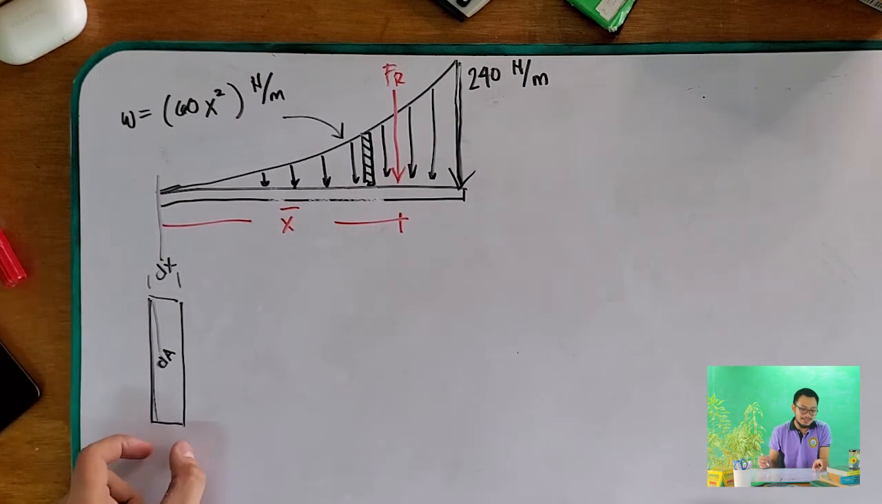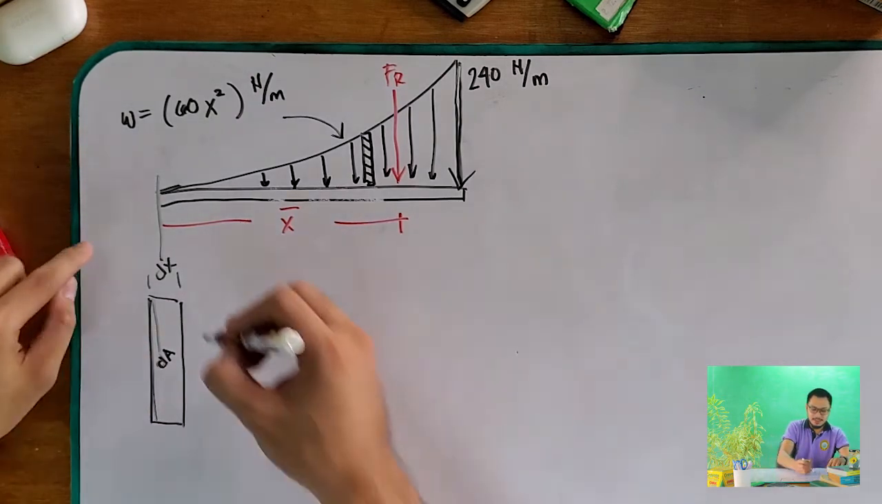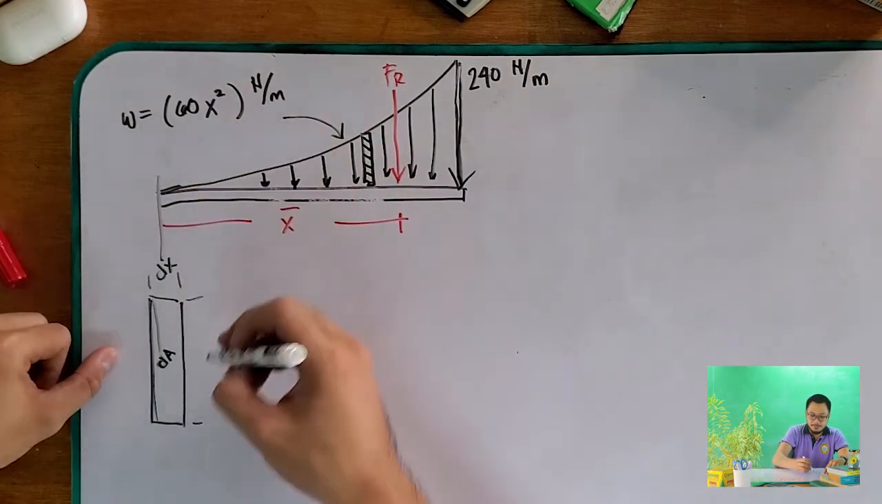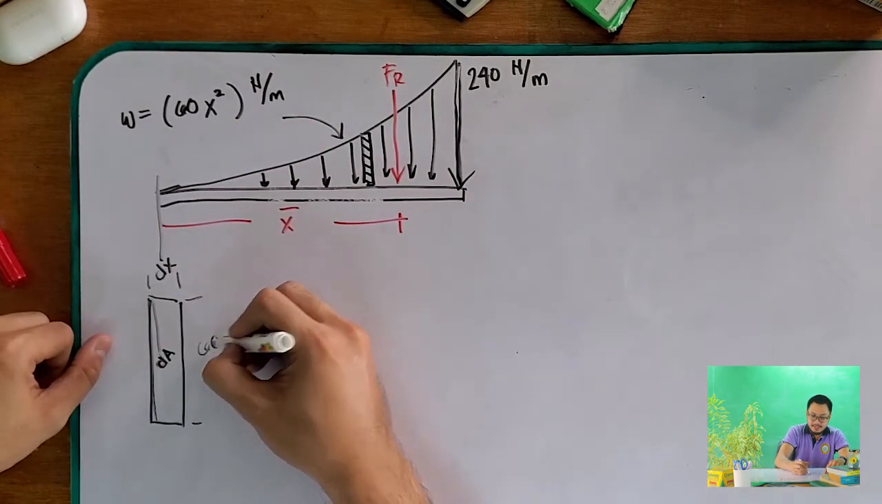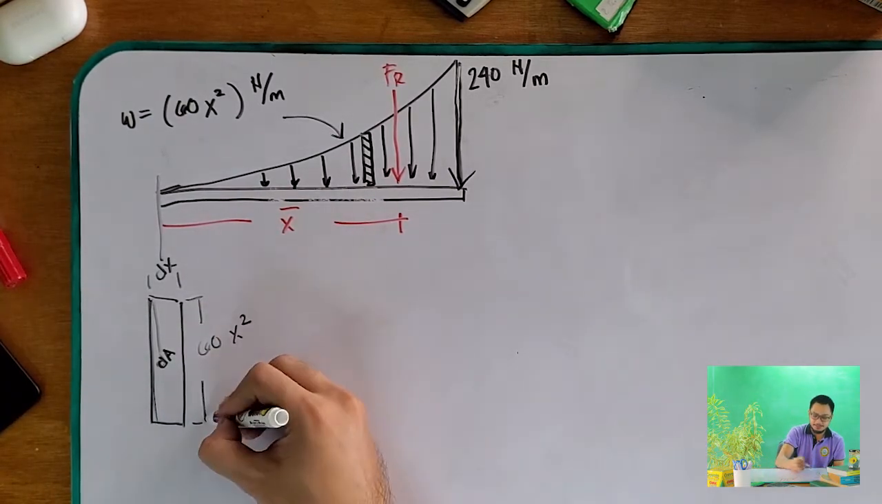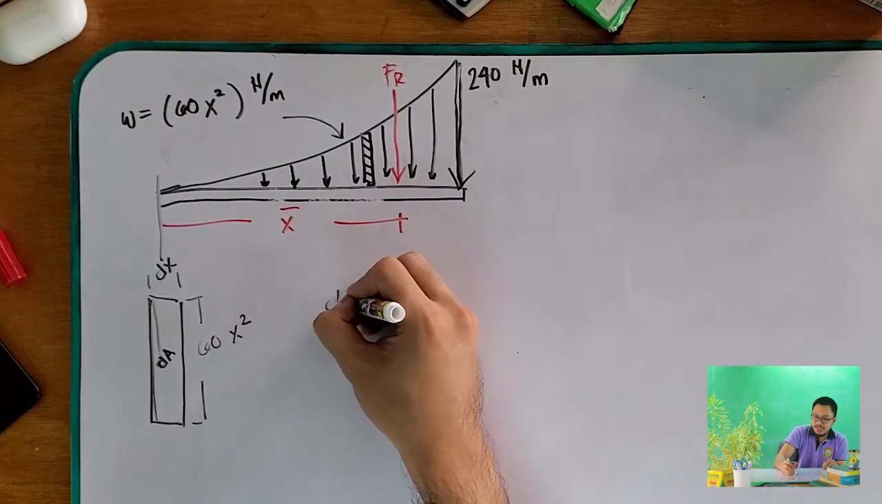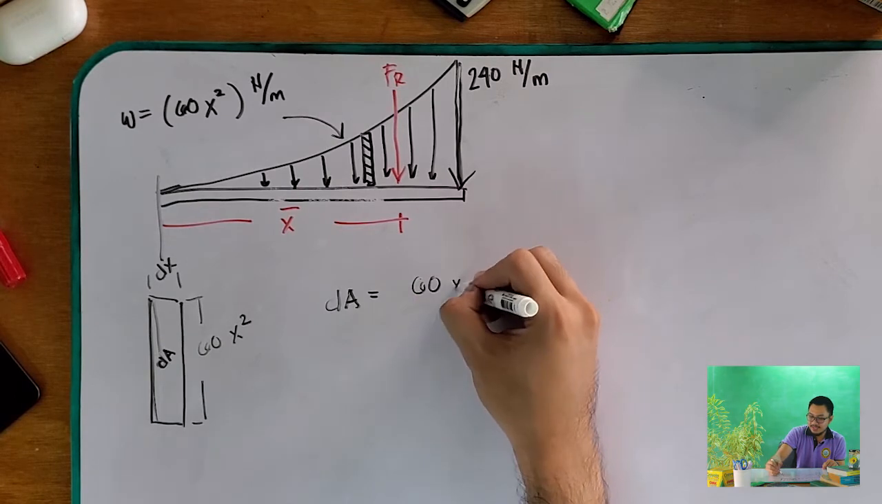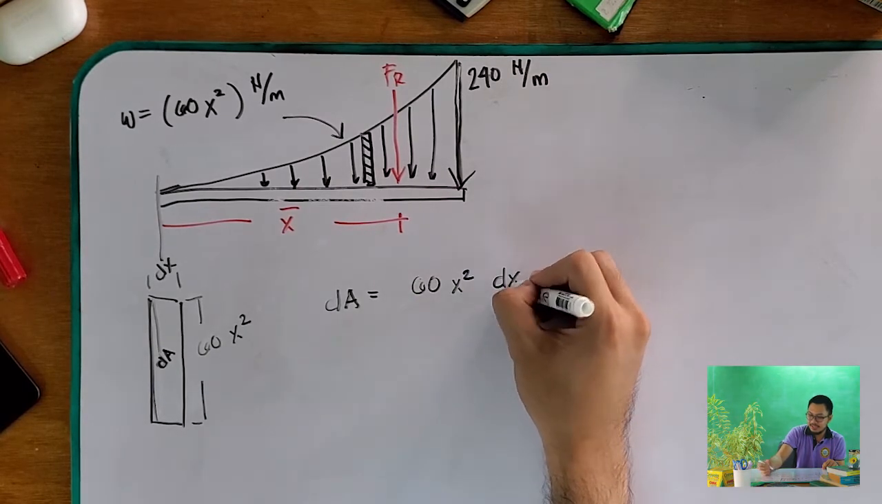Its thickness is dx. How about its height? The height is given by the equation, that is 60x squared. That is the height of our dA. Okay? So therefore, your dA is equal to 60x squared dx. And now we have to determine the resultant force.